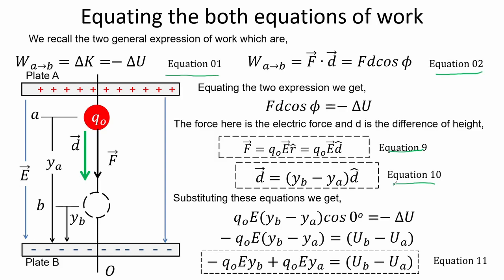Plugging in these equations we have the function here, and since both the force and displacement are going in the same direction, the angle between them is 0. The cosine of 0 will result in 1 and we arrive at equation 11.